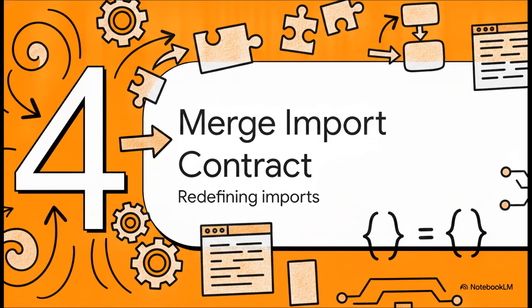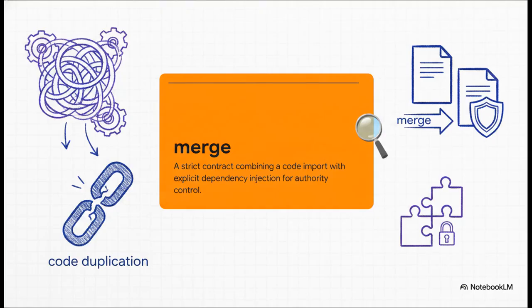Section 4. The merge import contract. Okay, here is where the word merge transitions from a background design philosophy directly into written syntax. Because Merg-E is completely closure-oriented, programs could really easily devolve into massive, deep nesting with just terrible code duplication. To solve this, the language introduces the merge expression.